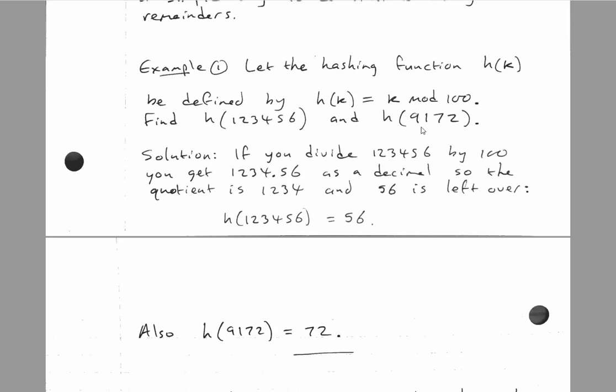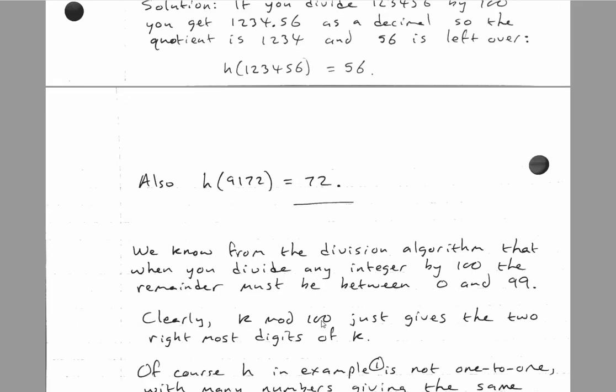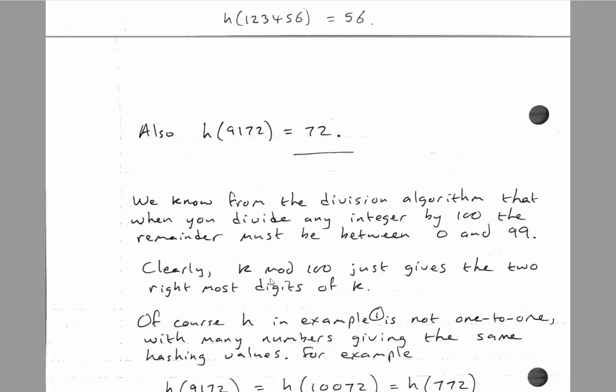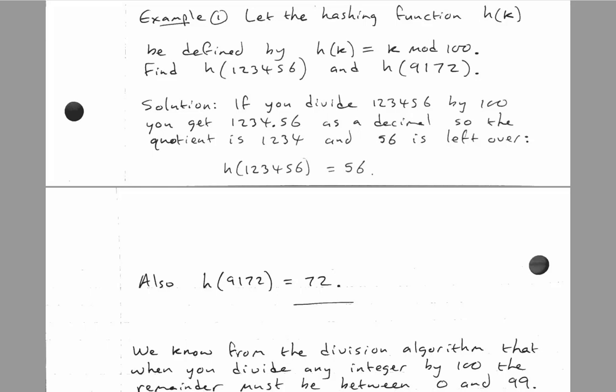And the other example, so what's the hashing value for 9172? Well, if you divide this by 100, the remainder is 72. And you probably see a pattern. If you divide a number by 100, the remainder is just those last two digits. So that's easy to see.